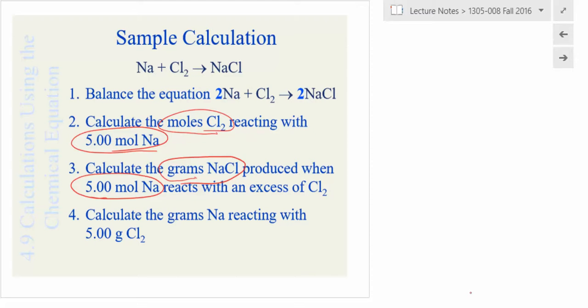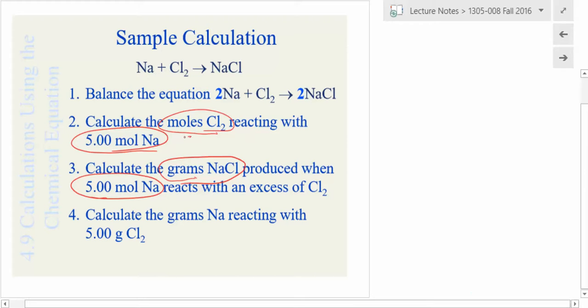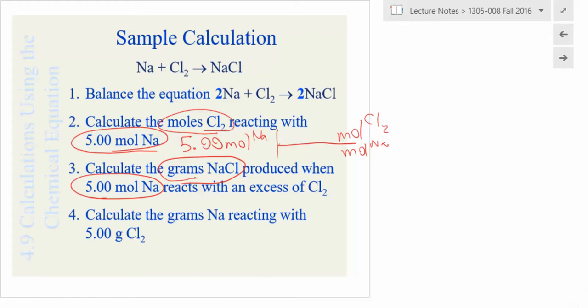Okay, so this first one, very simple. 5.00 moles of sodium, and I want to go to the moles of Cl2. That's stoichiometry from the moles of sodium. Where do I find this relationship between moles of sodium to moles of chlorine? Excellent. The balanced chemical equation. That's where I find it.